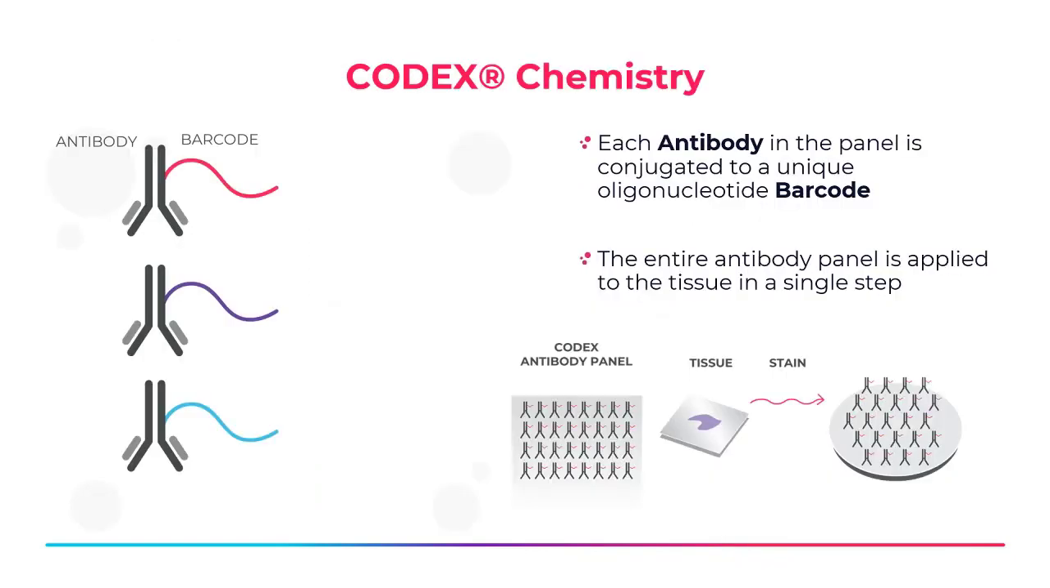So how does the CODEX accomplish such ultra-high multiplexing? Well, the key is in our proprietary chemistry. CODEX stands for co-detection by indexing. Each antibody in a CODEX panel is conjugated to a unique oligonucleotide barcode. So if you want to look at, say, 40 different antibodies, you would have 40 unique barcodes attached to them, and all 40 antibodies will be applied to the tissue all at once.